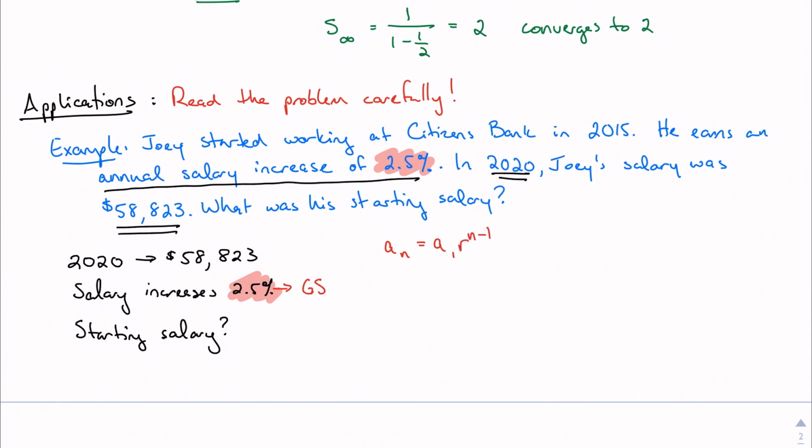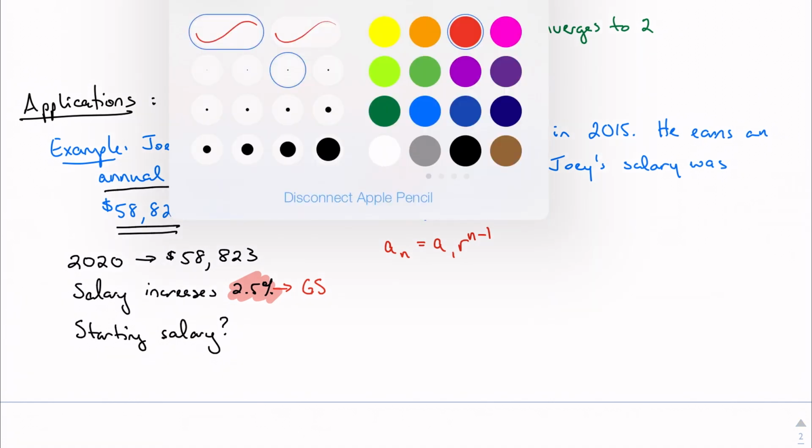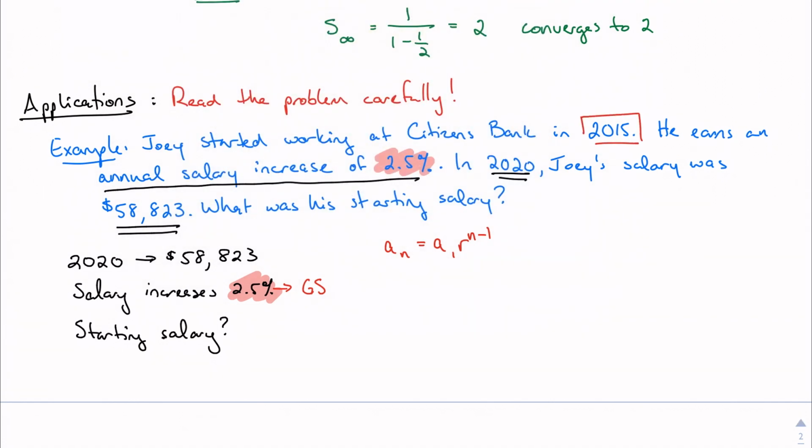Well, looking at the given information that I have, if I started working in 2015, right, and I'm going to call that my first term, so n equals 1. So if n equals 1 represents 2015, then I need to know what number is going to represent 2020. Well, in this case, we can just count up, right? 2015, 16, 17, 18, 19, 20. That's n equals 6. So that means my sixth term is equal to 58,823.